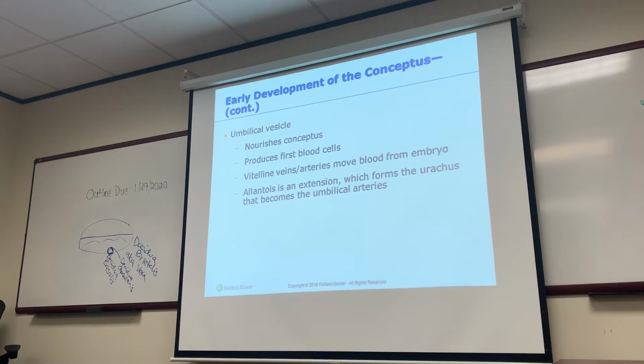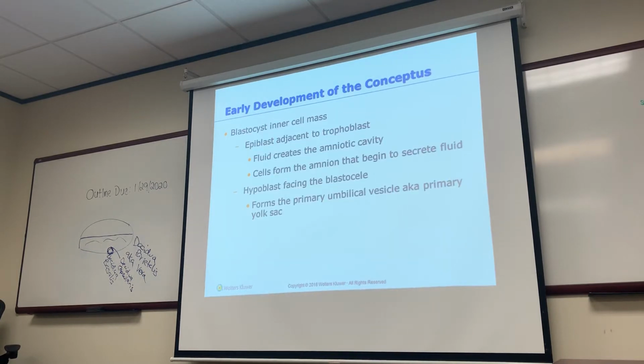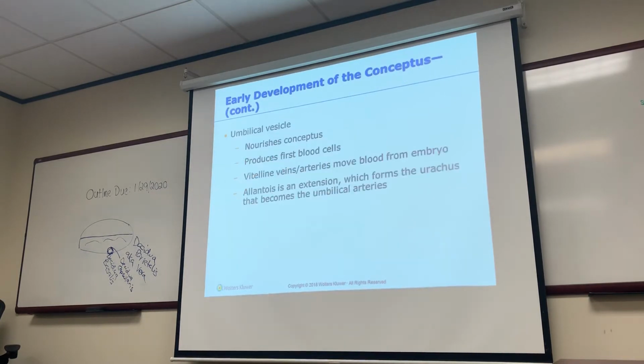The umbilical vesicle, that is what nourishes the conceptus. It produces the first blood cells. The vitelline veins and arteries move blood from the embryo. What carries blood to the baby? Arteries or veins? Veins. Veins carry blood to the baby. Arteries carry blood back to the placenta. It's just the opposite for fetal circulation. Okay?